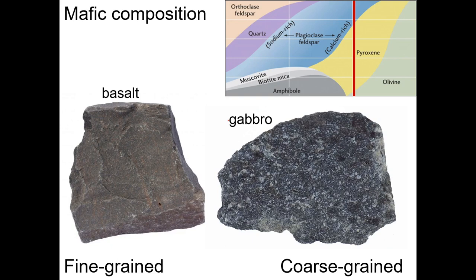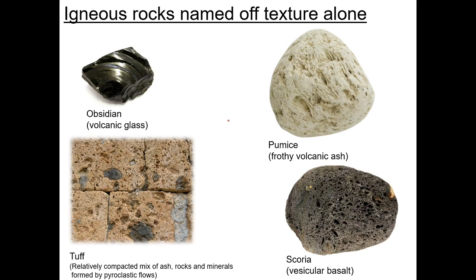And then here's your basalt and gabbro. You'll notice they're dark colored from all the pyroxene. Okay, pyroxene is a very black mineral.